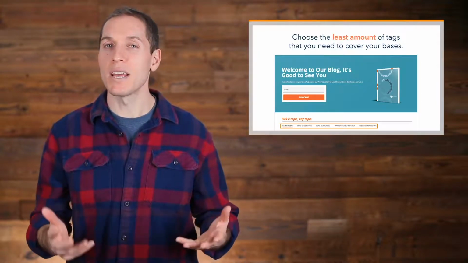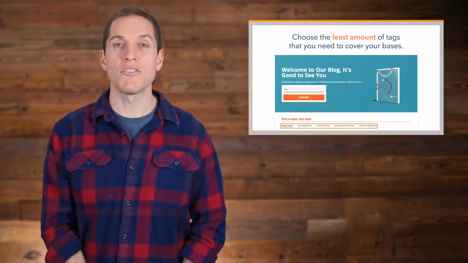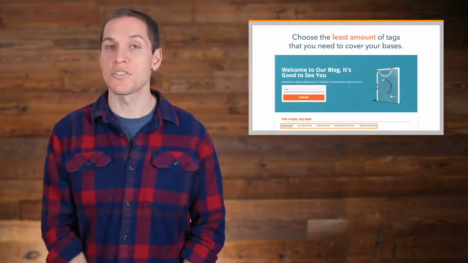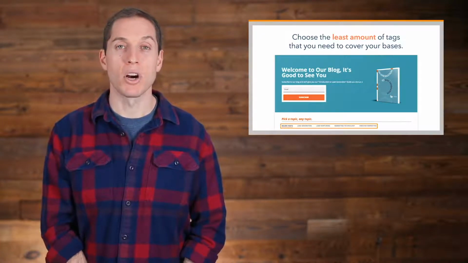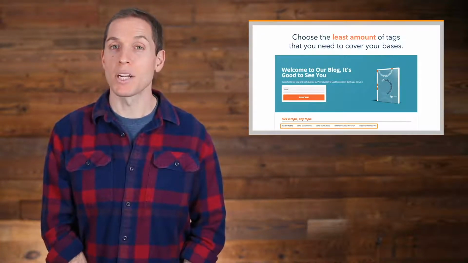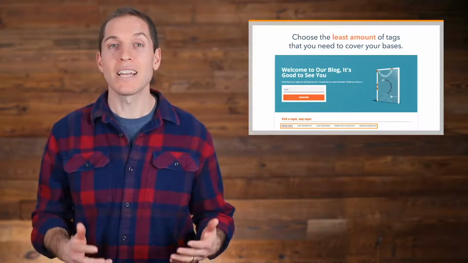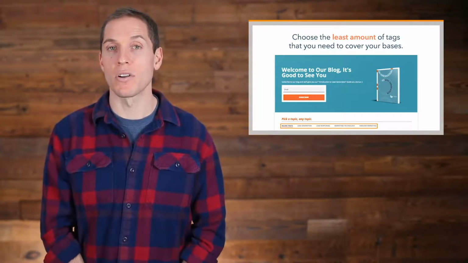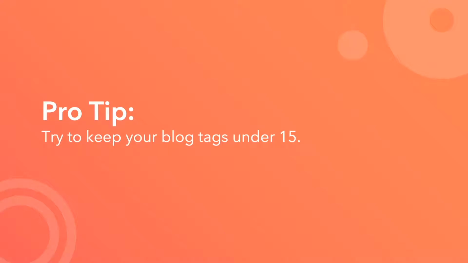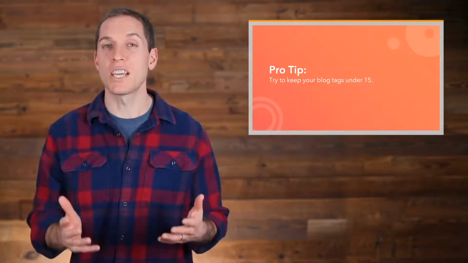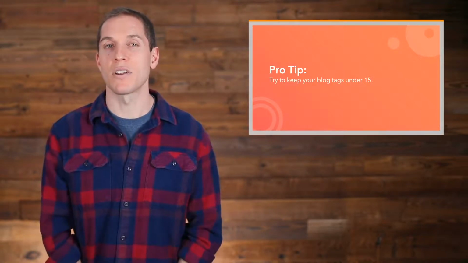Let's say, for example, you're an inbound marketing agency, then having general tags for topics like lead generation, lead nurturing, marketing technology, and inbound marketing would be ideal. This way people can easily find and read content as a part of this tag. Here's a pro tip. Try to keep your blog tags under 15. That should be more than enough tags to keep you busy and focused when just getting started.